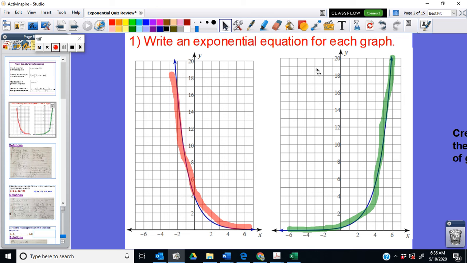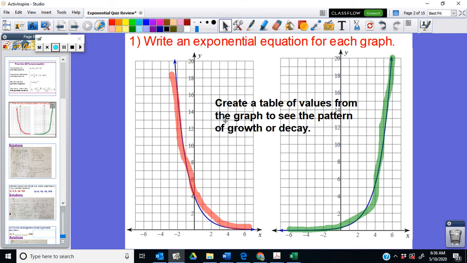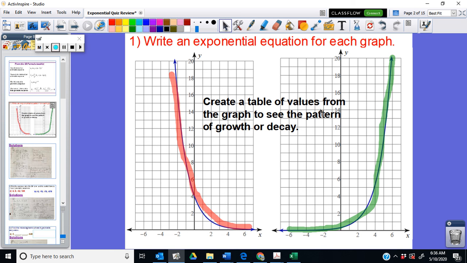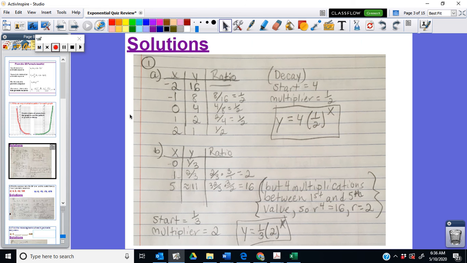Now, to get the equation, we have to use the points on the graph. So what you should do is create a table of values from the graph and see the pattern of the growth or decay. So let's look at those patterns. So notice the red graph. And then this one is K.